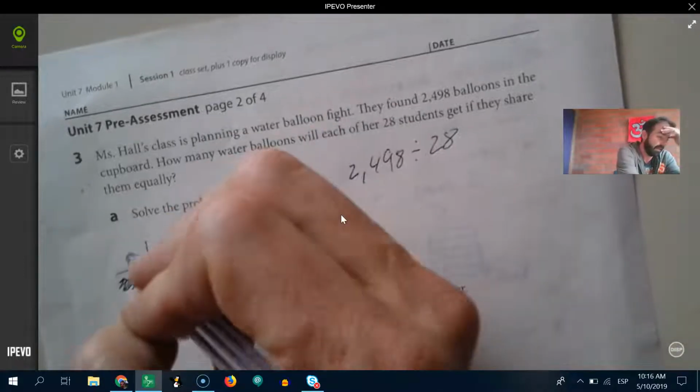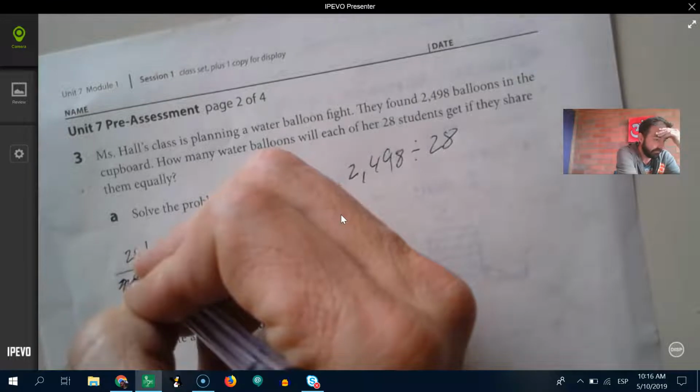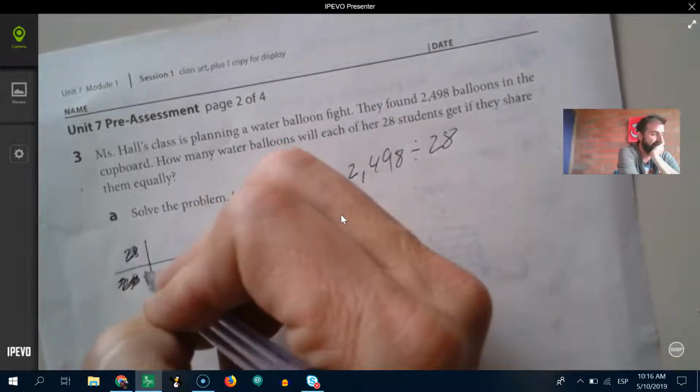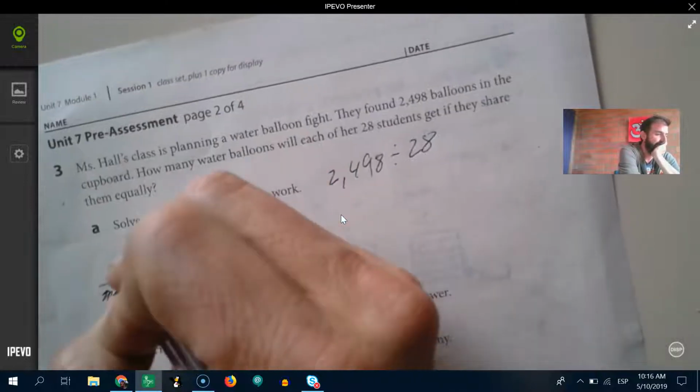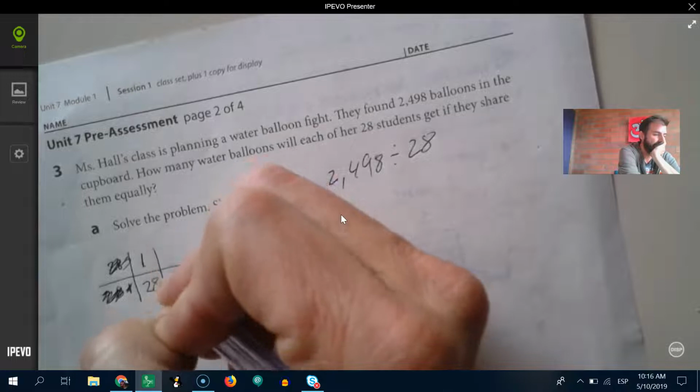2,498. I just don't know where to. Oh, I like to put it on top. Well, yeah, that's fine. 28 over 1. No. I was right the first time. Alright, here. So we have, for every one thing, we have 28.